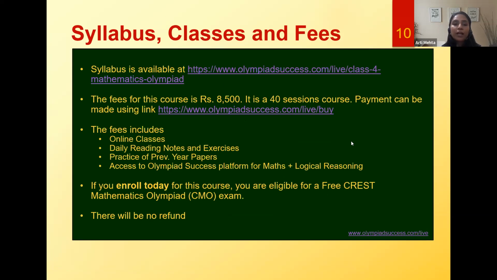I would reiterate what your fees include. You would have live classes twice a week. These would be online classes, on Monday and Wednesday, from 6:30 p.m. till 7:45 p.m. You'd get reading notes and exercises, practice of previous year papers, and access to the Olympiad Success platform for math and logical reasoning. If you enroll today for this course, you would get a free CREST Mathematics Olympiad examination.